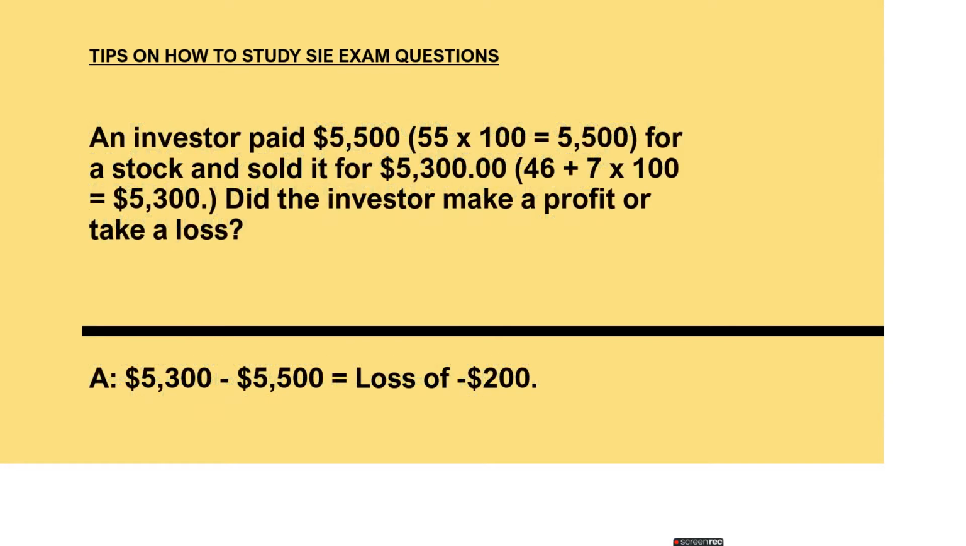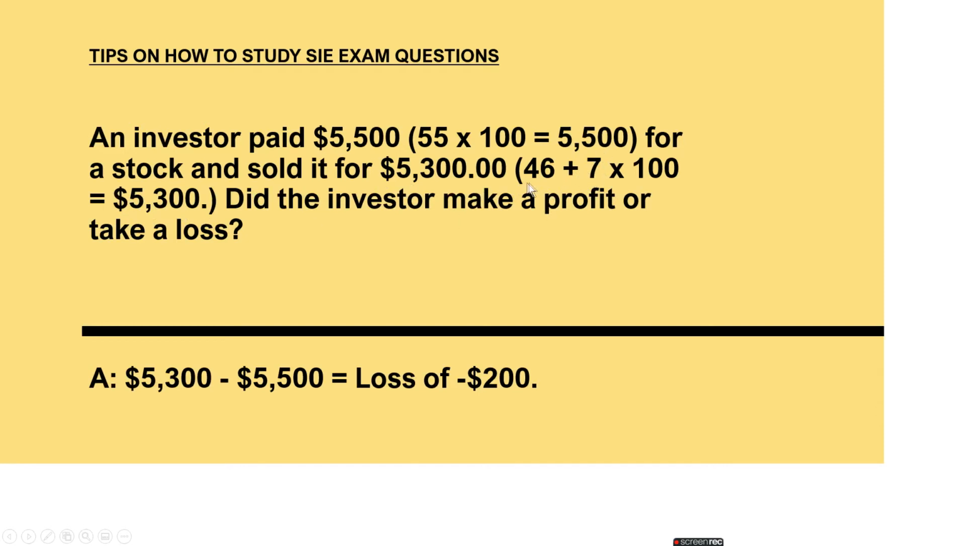So when we reinterpret, the question really looks like this. An investor paid $5,500. This is the investor that is selling the put. An investor paid $5,500, 55 times 100 equals 5,500, for a stock. We're talking about the put now that they are selling of ABC, and sold it for $5,300. The $46 plus the 7 times 100 equals $5,300.